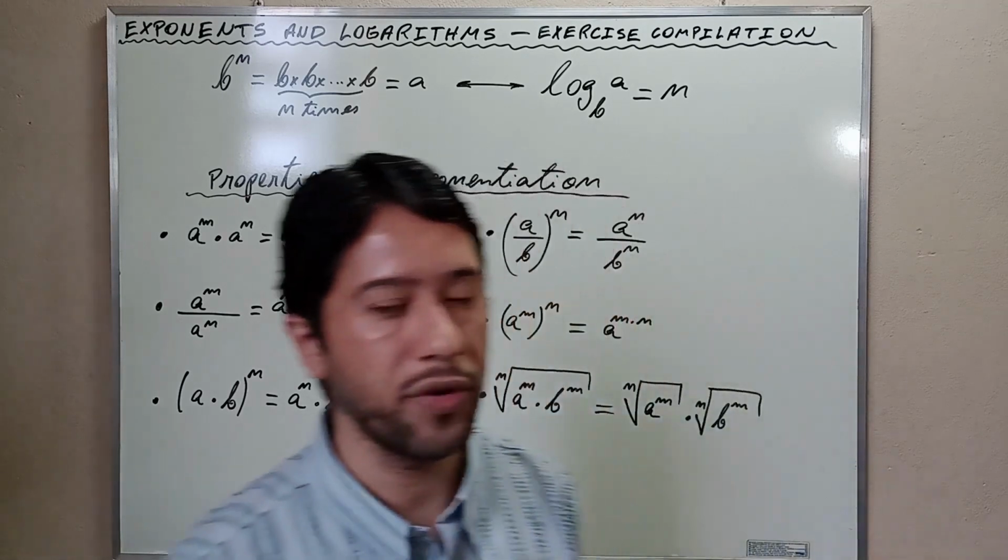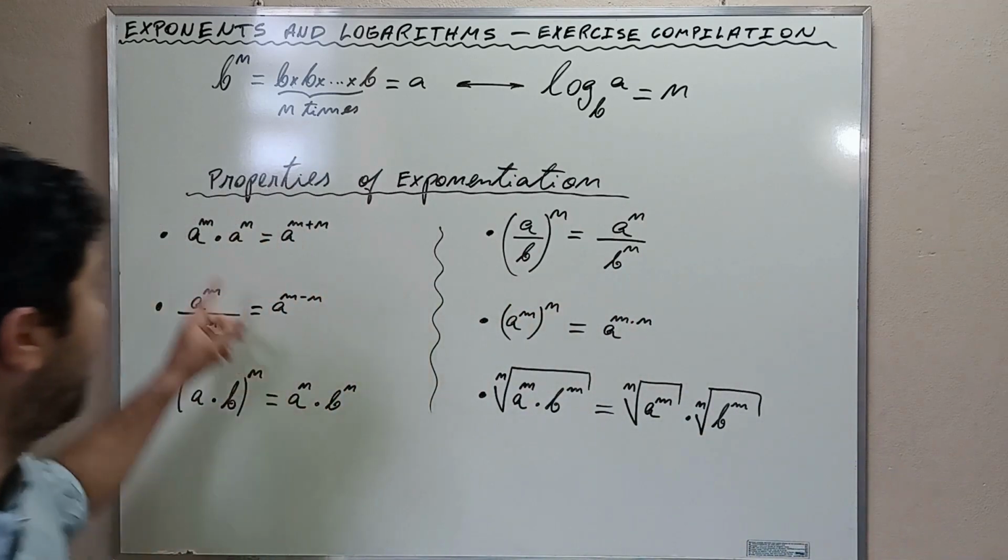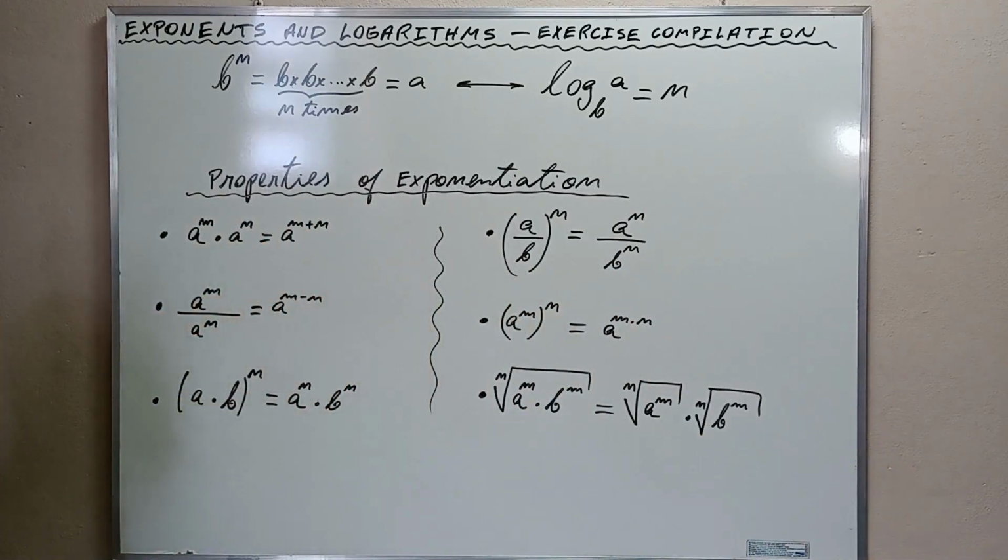Let's begin with the properties of exponentiation. Property number 1: a raised to the mth power times a raised to the nth power is a raised to the power of m plus n. Second property: a raised to the mth power divided by a raised to the nth power is equal to a raised to the power of m minus n.